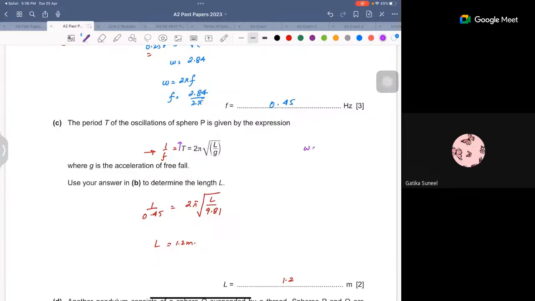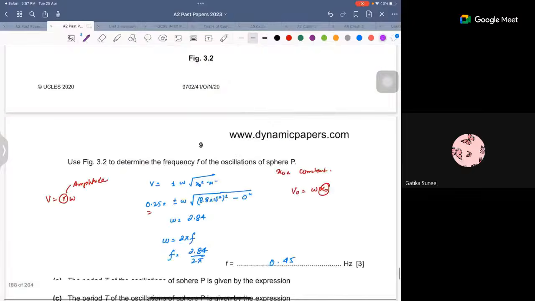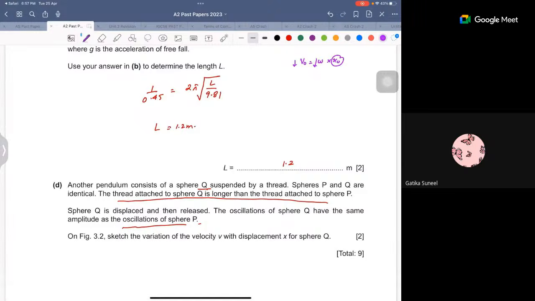A longer time period would mean that omega will be smaller, and v naught is omega times x naught. If x naught is the same and omega is smaller, then v naught should also be smaller. Don't you guys think so? I hope you guys agree. Which means then we don't have an actual value, so we can just estimate. Just take 0.2. You can take any other point if you want to, and just make a nice elliptical enclosed shape. Is it clear? Okay, how many marks is this one? 2. So this should give you 2. Any questions, please let me know.